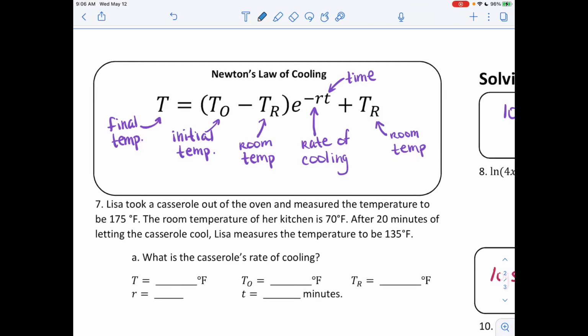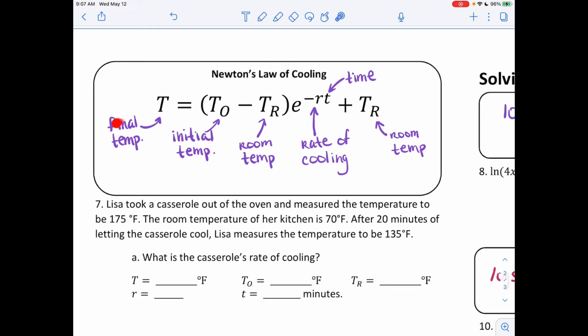The next thing that we're going to do is to solve some real world problems that involve exponential equations. And so we are going to look at Newton's law of cooling. Basically, if something is heated to a temperature, over time it will cool down, and how fast it cools down is based on several things.